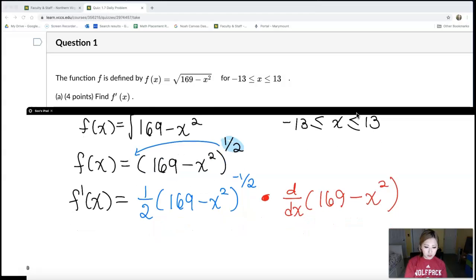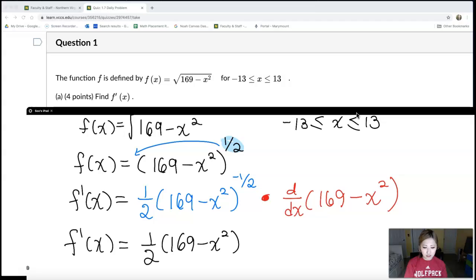Okay, so the blue part is done. The blue part is just waiting, so I'm going to write this down exactly the same: 169 minus x squared to the negative 1/2 power. But now I'm going to work with the derivative of the inside function. The derivative of 169 is 0, but the derivative of negative x squared is negative 2x, right? It's not positive 2x. It is negative 2x. So now what? I need to simplify this a little more.